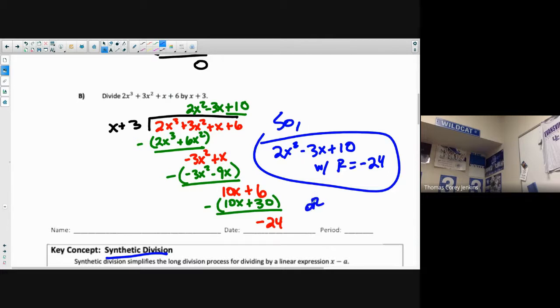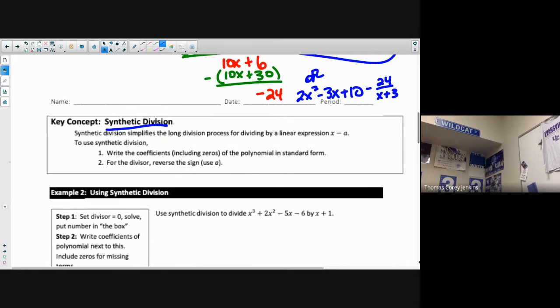Or you can also write it this way, more of an algebraic kind of representation. You could go 2x squared minus 3x plus 10, and then it'd be minus 24 over x plus 3. So that's almost writing it like a mixed number kind of deal. Okay, so either way means the same thing. All right, so that's long division, and you may have a test question that asks you to do that.